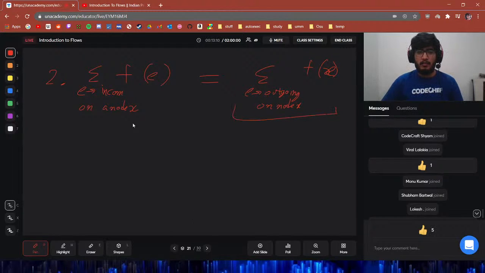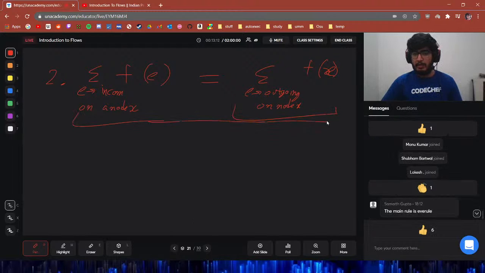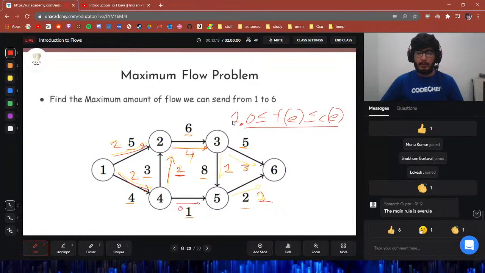So these are the two important points. First is this point, that the input flow should be the output flow. That is the main rule. And then there is this rule that the flow should be greater than or equal to 0 and should be less than or equal to the capacity, right?